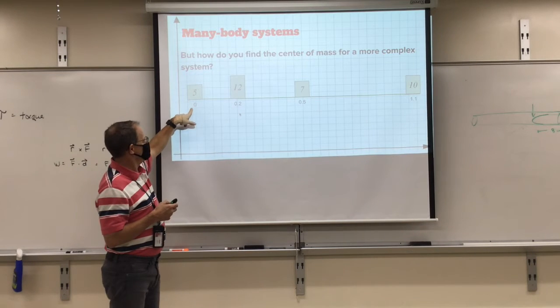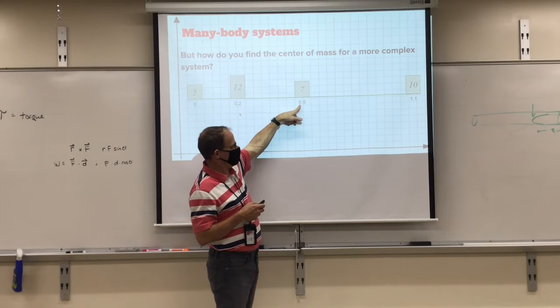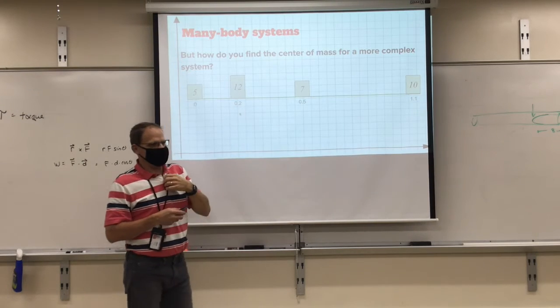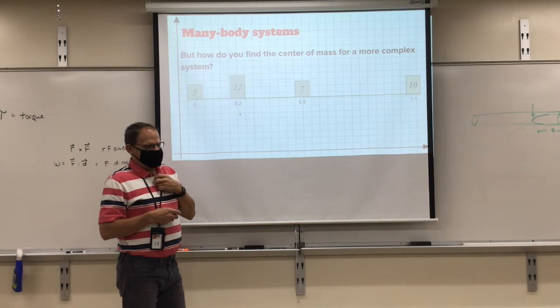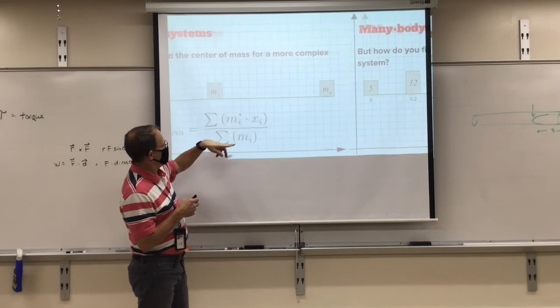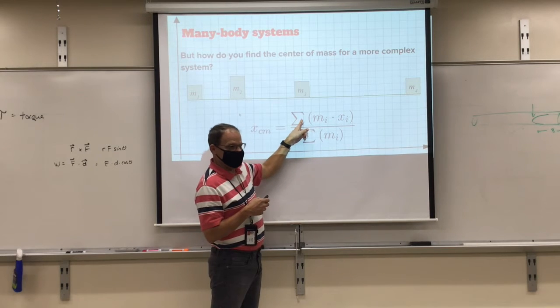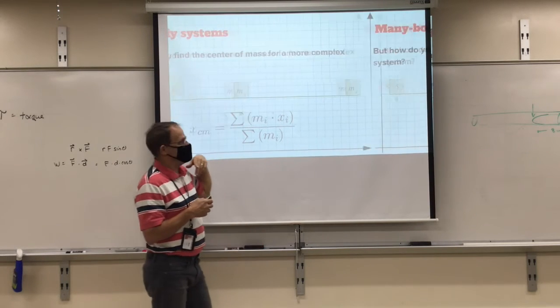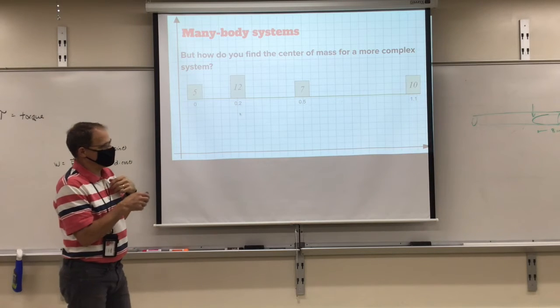So 5 times 0 plus 12 times 0.2 plus 7 times 0.5 plus 10 times 1.1. That's each mass times its position. So we're going to take each mass times its position and add them up, and we're going to divide by the total mass. So divide by the total mass, which is 5 plus 12 plus 7 plus 10.